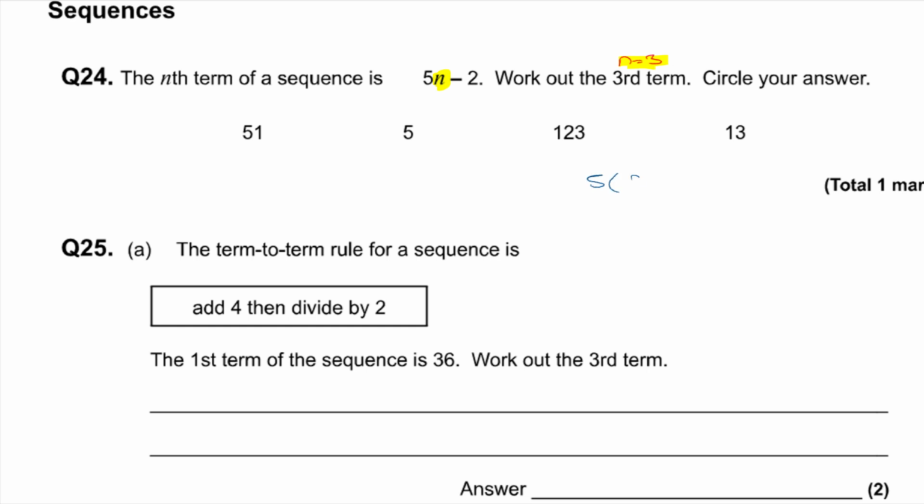So what's 5 lots of 3 minus 2? 5 lots of 3 is 15. Take away 2, that's 13 then, isn't it? It's that one there.